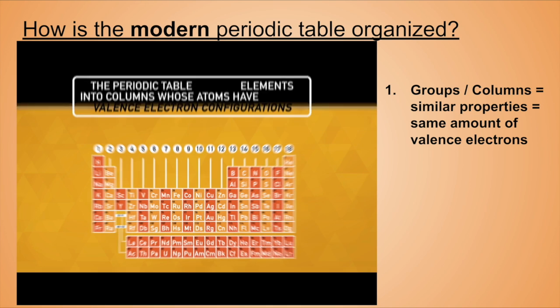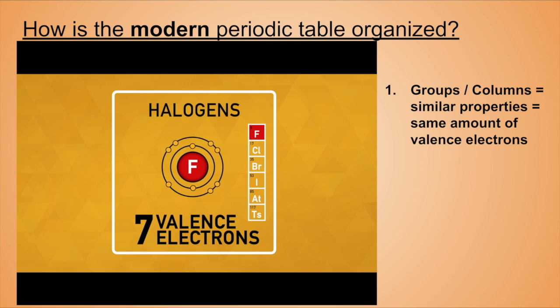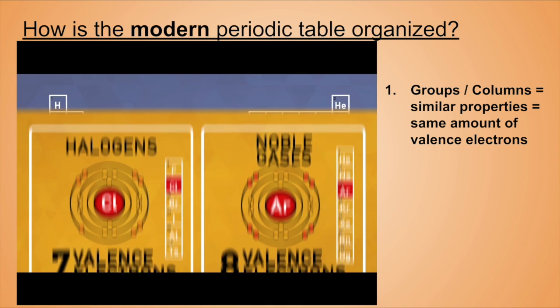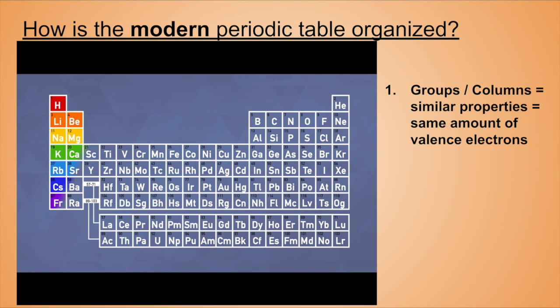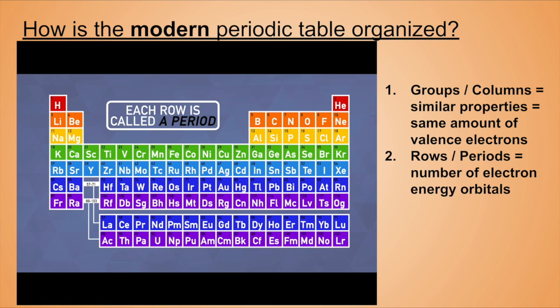The periodic table groups elements into columns whose atoms have similar valence electron configurations and therefore similar chemistry. In the case of the halogens in column 17, each of the elements has 7 valence electrons. The noble gases in column 18 all have 8 valence electrons. Now let's take a look at the rows. Each row is called a period, and like the groups, each row is given a number, this time 1 through 7.